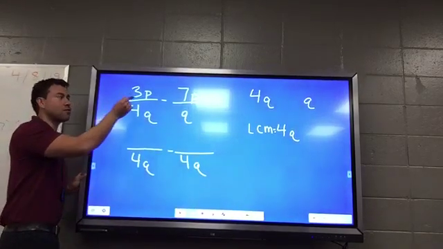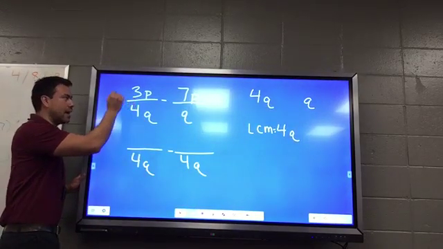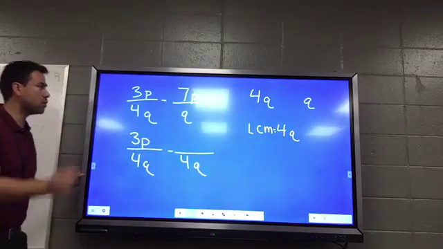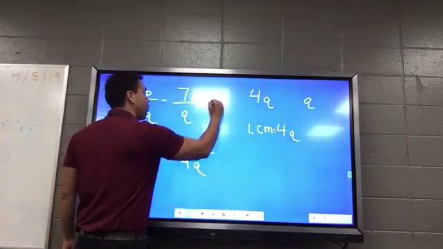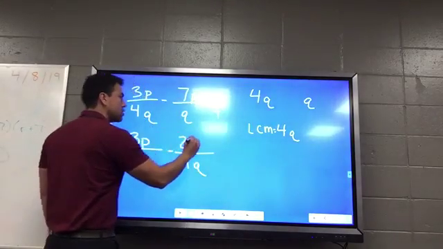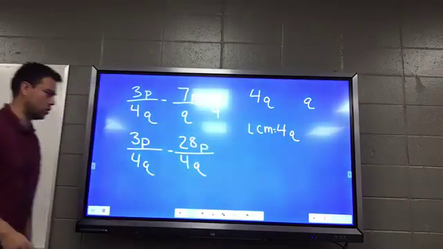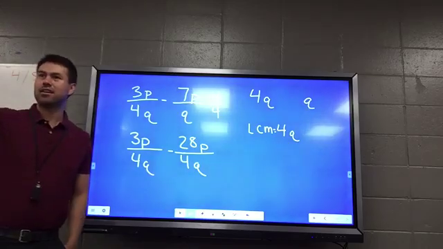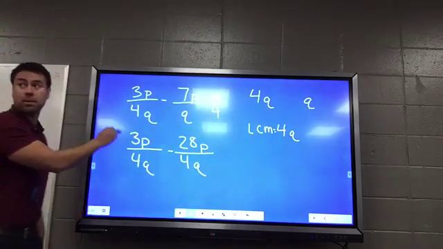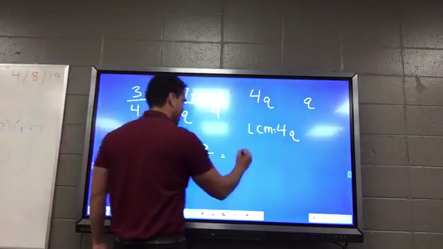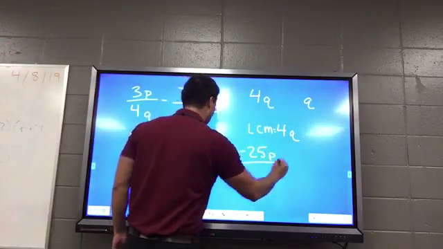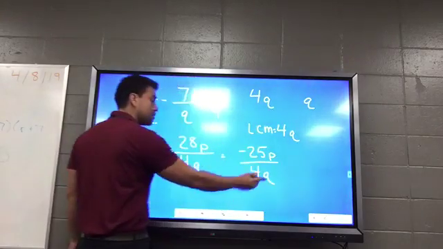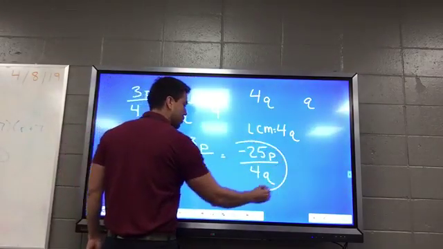What do you multiply the first fraction by? 1. Yeah, you multiply by 1 over 1, which gets me 3p over 4q. What do you multiply the second fraction by? 4 over 4, which gets me 28p over 4q. I have common denominators. Now I can subtract the numerators. So what's 3p minus 28p? Negative 25p over 4q. And can I simplify anything? No, so you can leave it alone there.